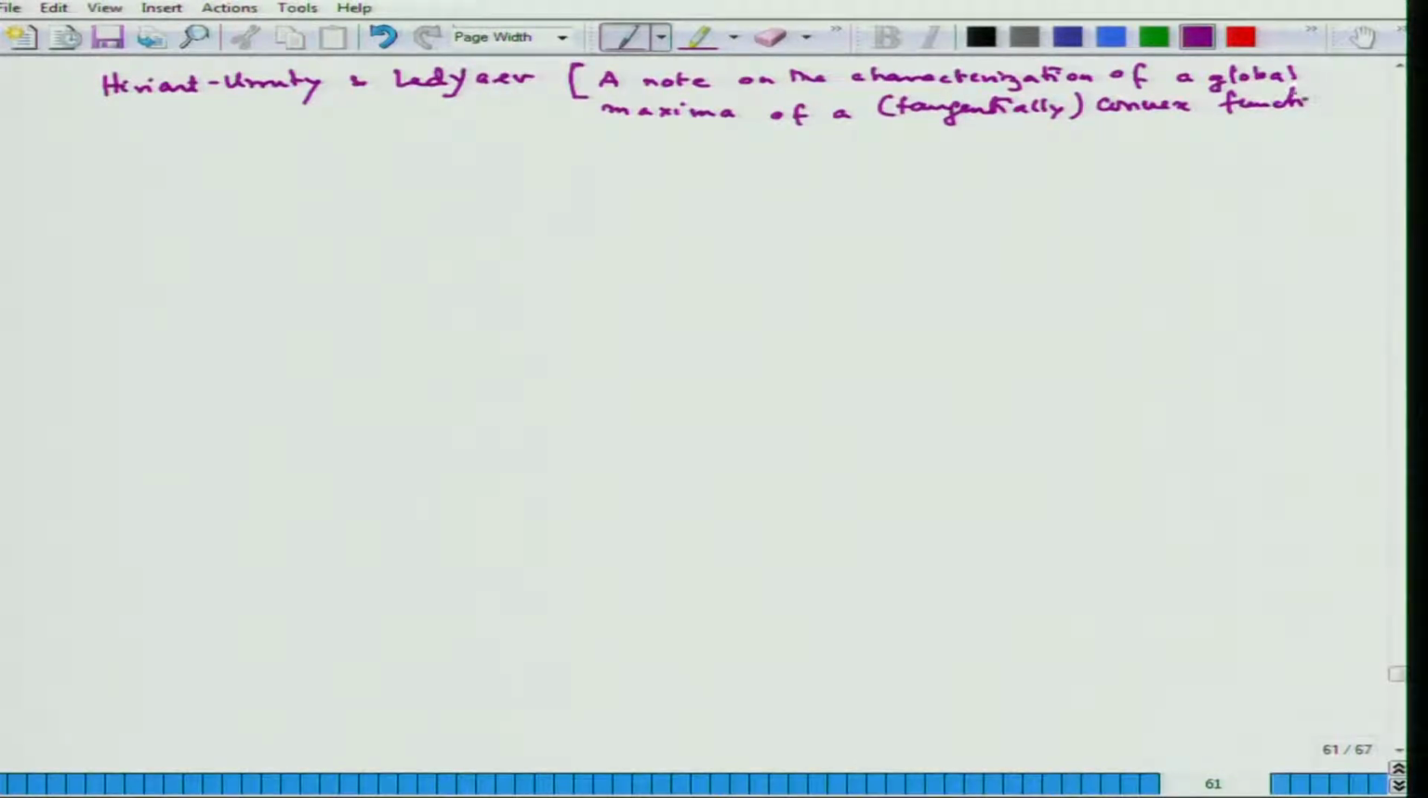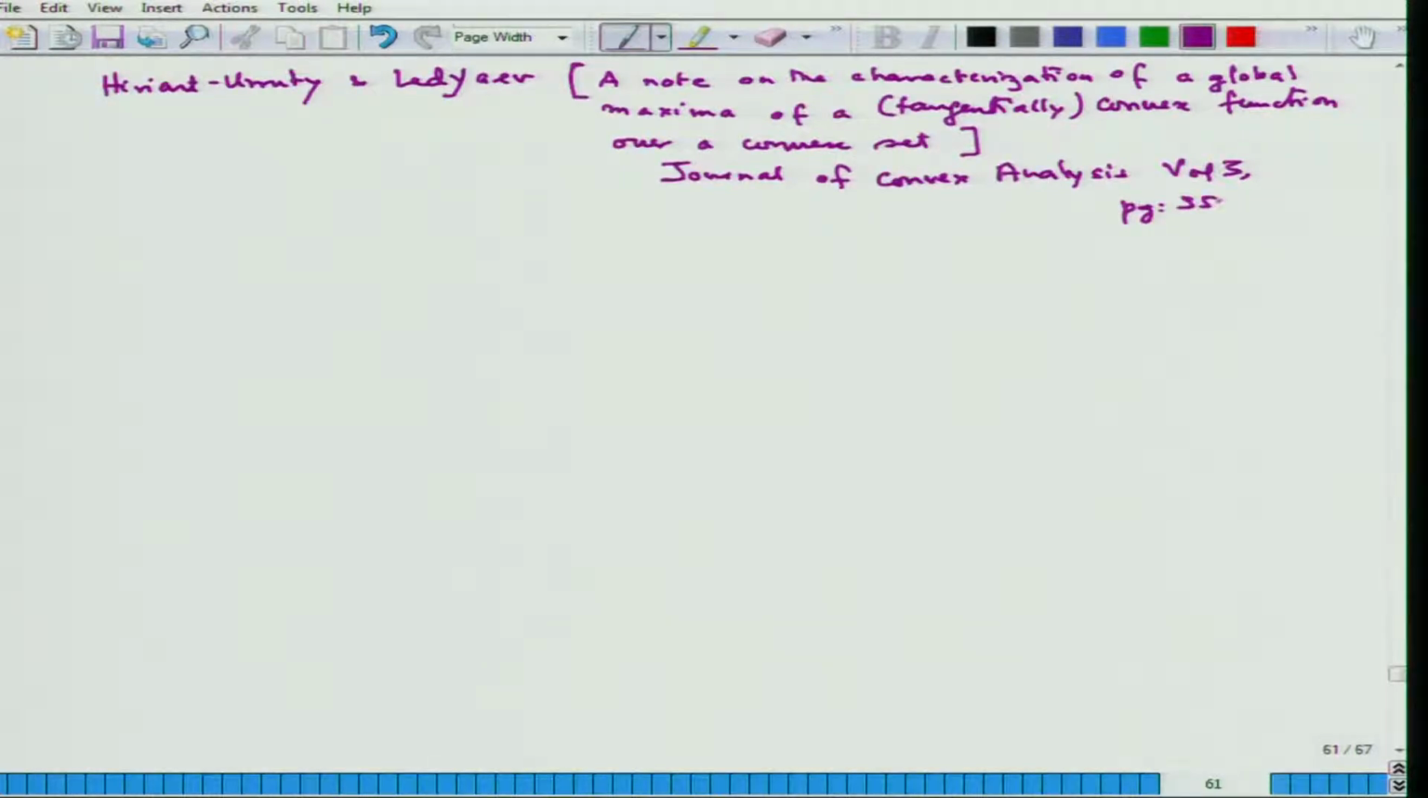Now, this paper was published in Journal of Convex Analysis, in volume 3. Every journal has a volume, and every volume has some numbers, and then papers are published in each of these numbers in a particular volume. I am not writing the numbers, but just the volume, because that is the traditional way to write. Pages 55 to 61, and it was published in 1996. My paper was published almost 10 years later, but dealt with slightly different things.